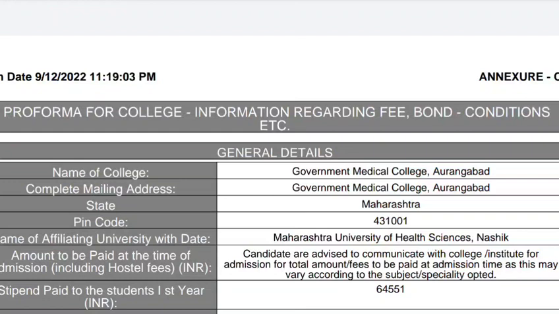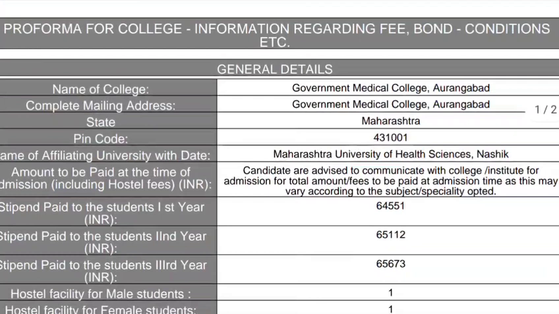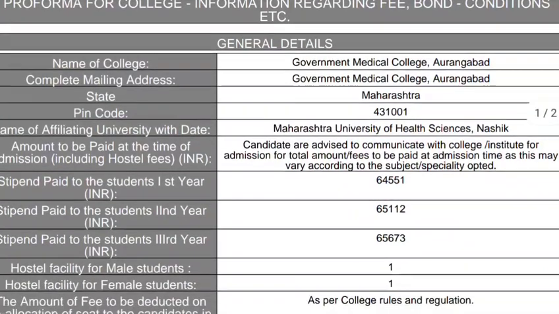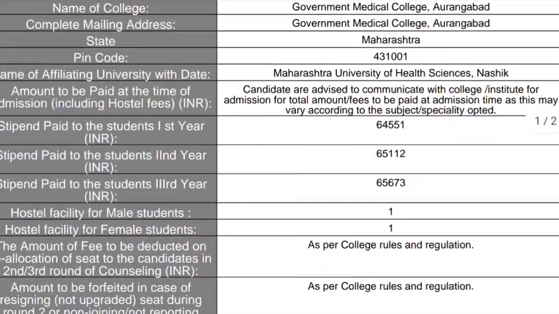September. This performa has the college information regarding fee, bond, conditions, etc. General details, name of the college, complete mailing address. It is in Maharashtra state. Name of the affiliating university, Maharashtra University, MUHS. Amount to be paid at the time of admission: the candidates are advised to communicate with the college institute for the fee and all.